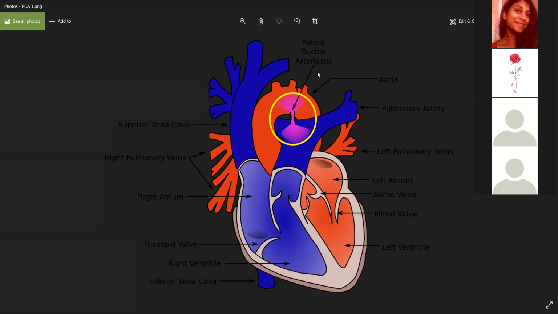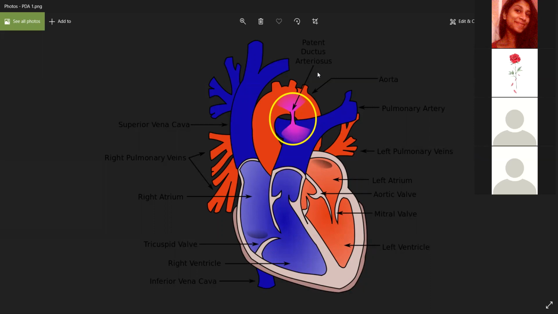In medical terms, patent means an open or unobstructed pathway, in this case, of a failure for something to close, so it remains open. So in other words, your PDA, patent ductus arteriosus, simply means that your ductus arteriosus is open. It fails to close. So clear, right? That is what patent ductus arteriosus is.